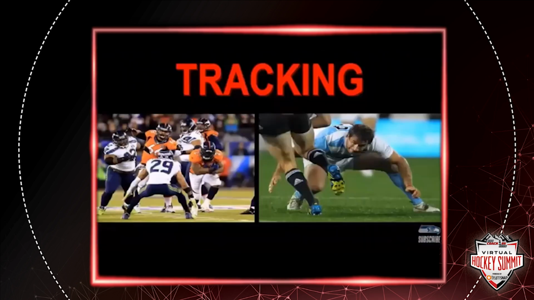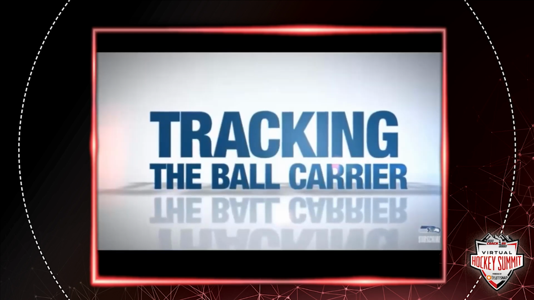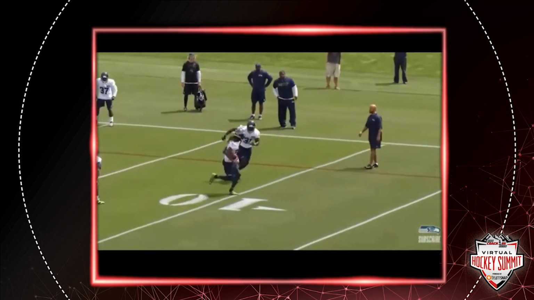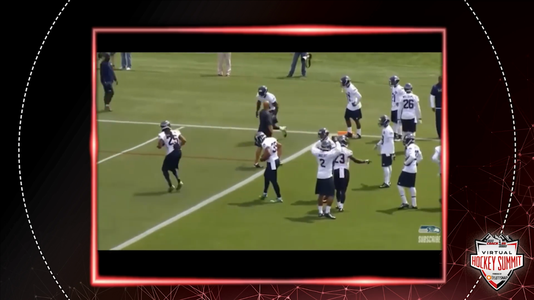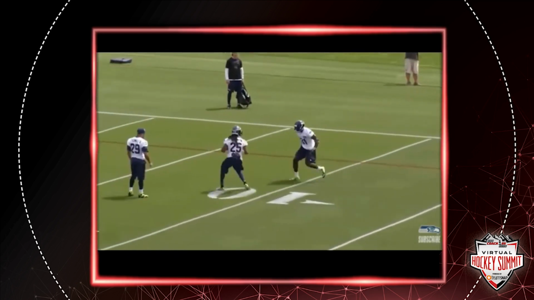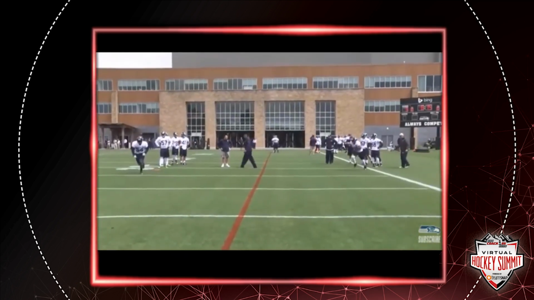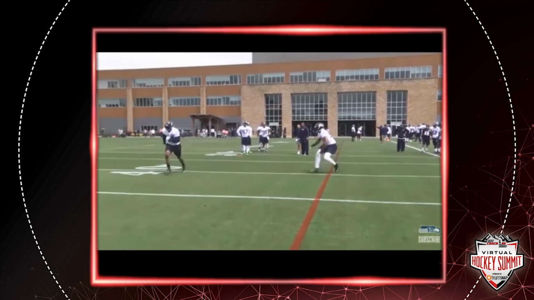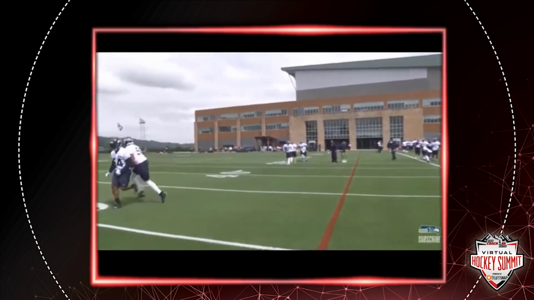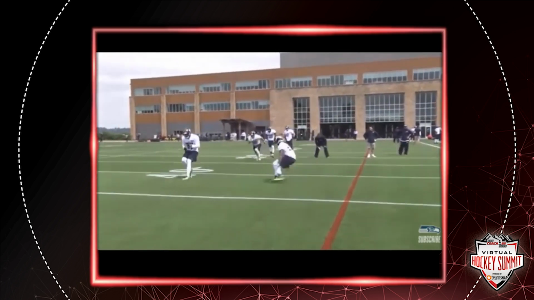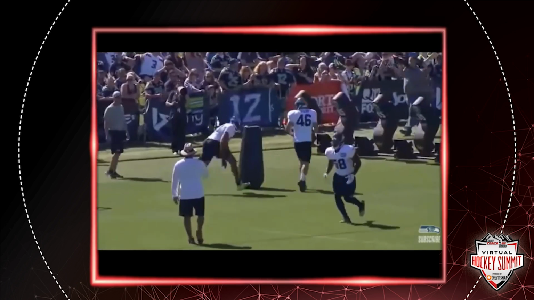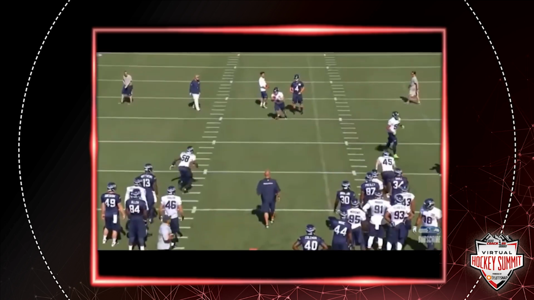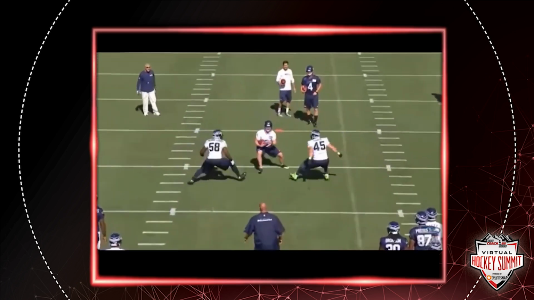Tracking. We're a shoulder tackling team based on leverage. Our tackling system begins with tracking because we focus on shoulder tackling based on leverage. We focus on a technique called run and gather. In practice, linebackers go through a run and gather tracking drill. Number 58 works hard to maintain his leverage as he adjusts to that moving target.